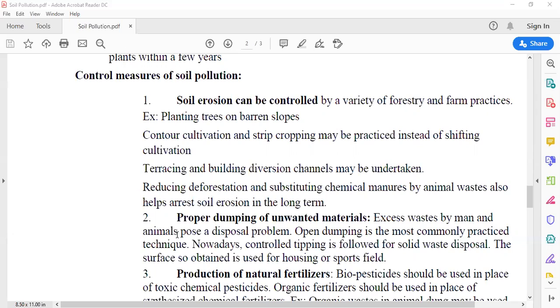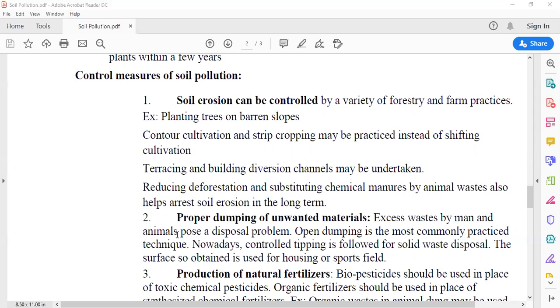We have to reduce deforestation, and planting of trees helps to arrest soil erosion in the long term. Then proper dumping of unwanted materials. We have seen various materials, that is plastic, garbage, human solid sludge, and sewage, which can be disposed of properly in a proper dumping pattern.